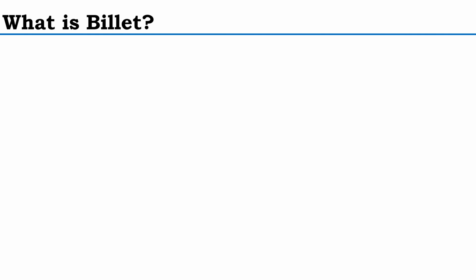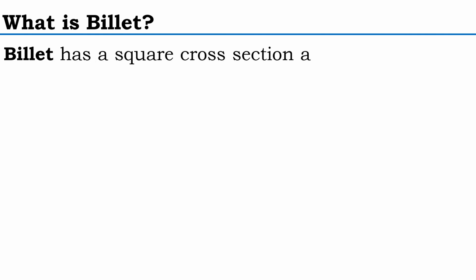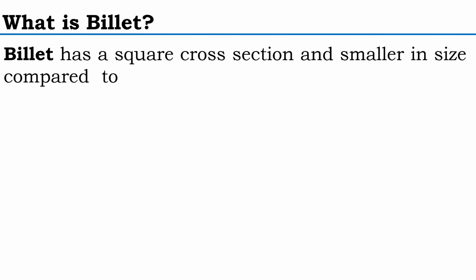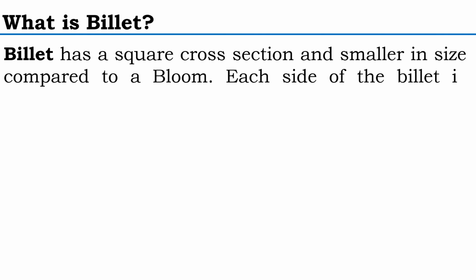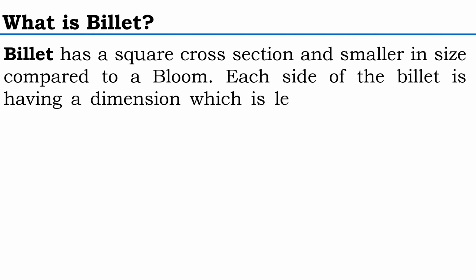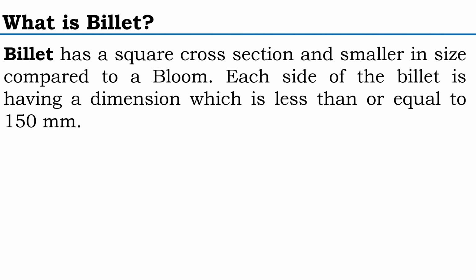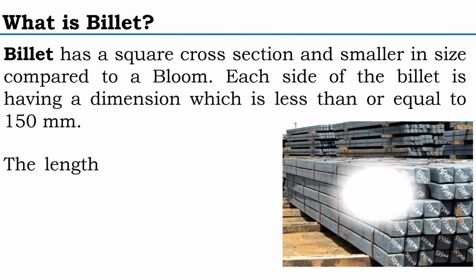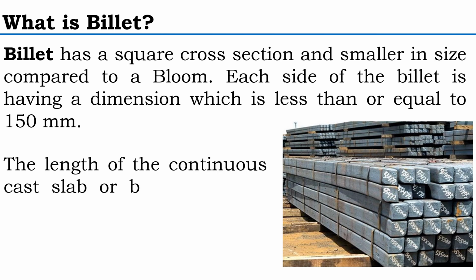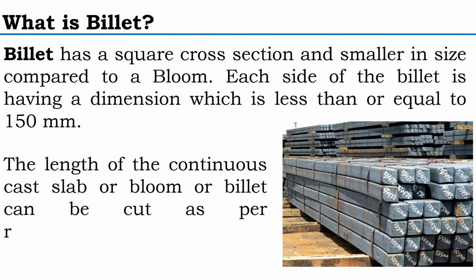What is billet? Billet has a square cross-section and smaller in size, compared to a bloom. Each side of the billet is having a dimension which is less than or equal to 150 mm. The length of the continuous cast slab or bloom, or billet can be cut as per requirement.